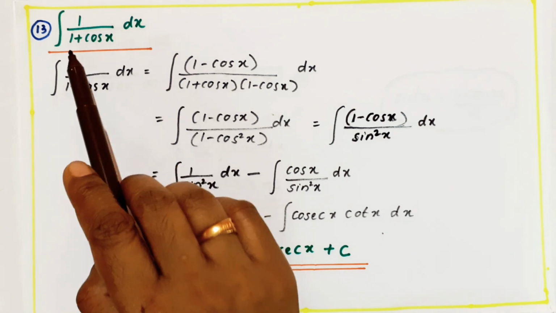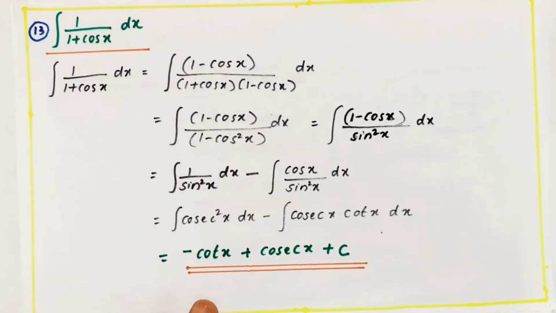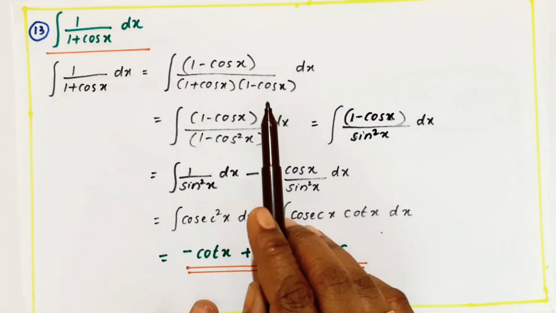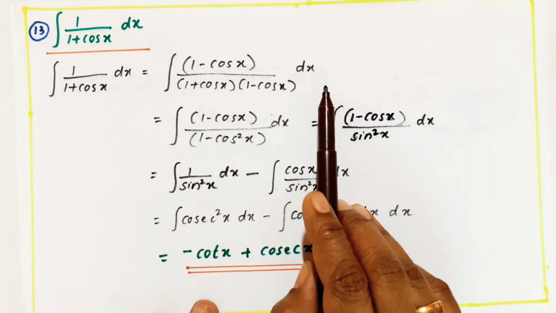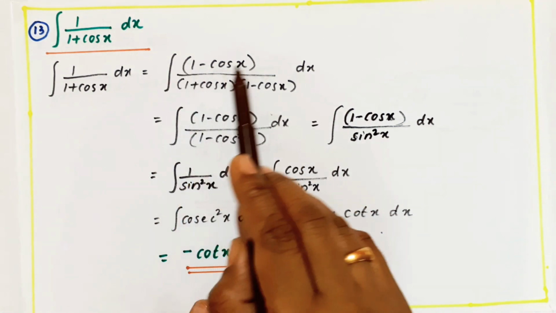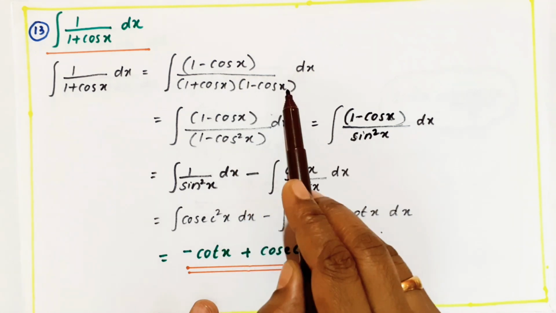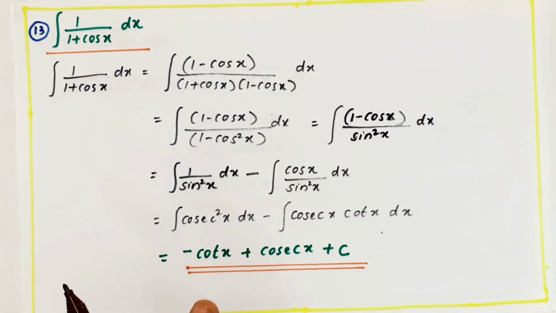Integral of 1 by 1 plus cos x dx. So the denominator is 1 plus cos x. What are we doing now? We are multiplying both numerator and denominator by 1 minus cos x. So what will come? 1 minus cos x in the numerator. In the denominator also, 1 minus cos x will come.